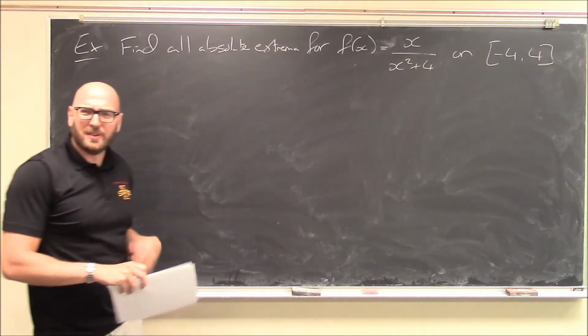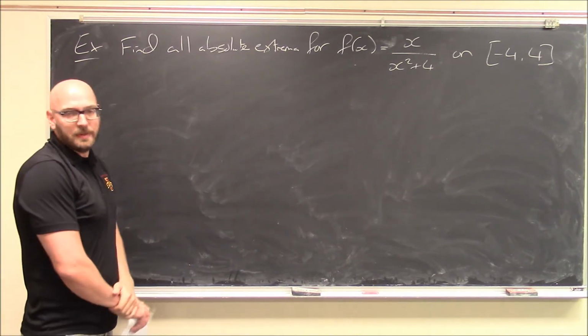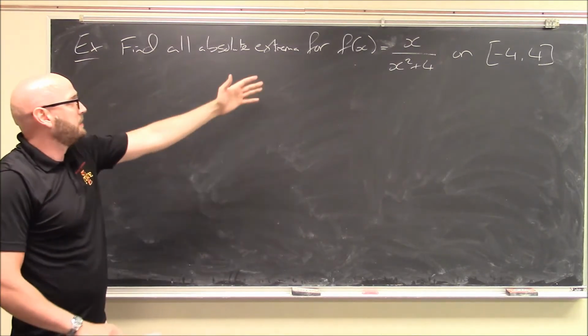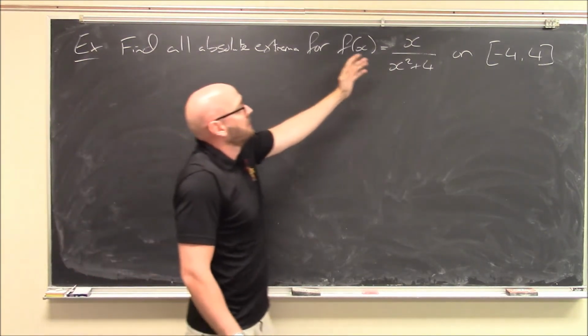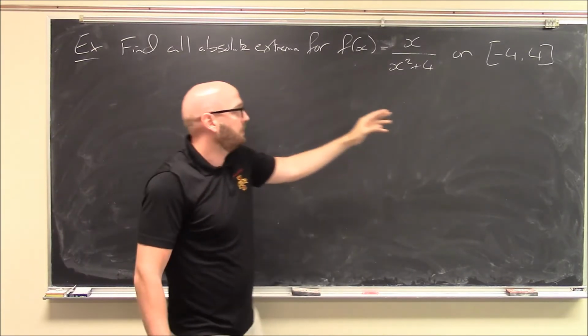So I usually start off with a simple polynomial example. We'll jump straight into a harder one. Here I have a rational function, so not too much harder. But the question is, find all absolute extrema for this function, f of x equals x over x squared plus 4 on the closed interval minus 4 to positive 4.